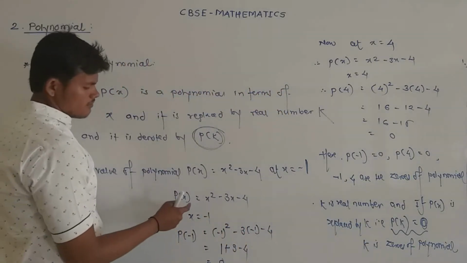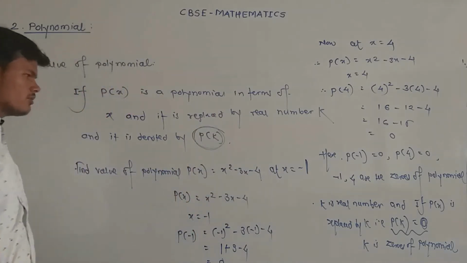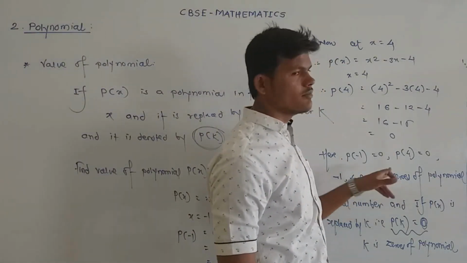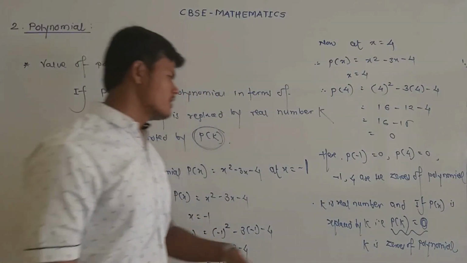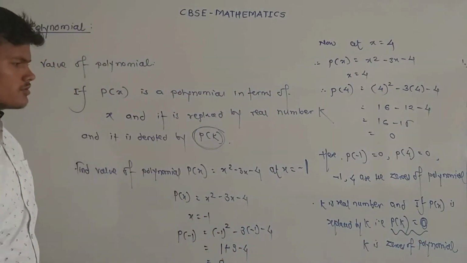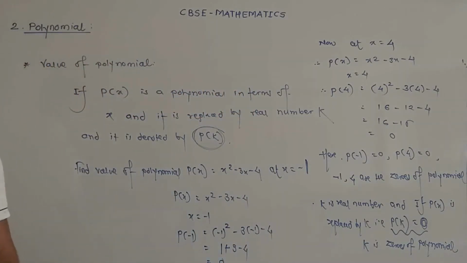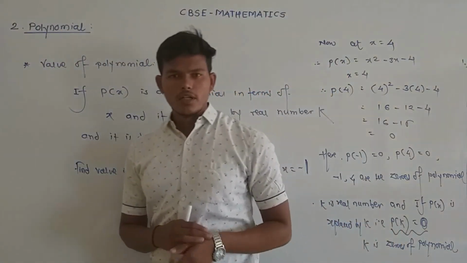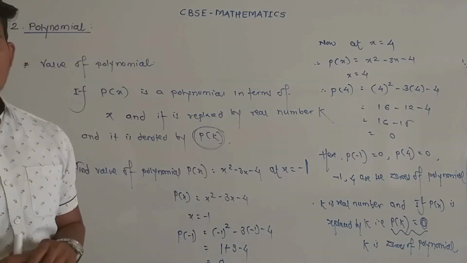So here for x equals minus 1 and x equals 4, the value of the polynomial is 0. Therefore, minus 1 and 4 are the zeros of the given polynomial. So zeros of the polynomial is nothing but, if p of x is equal to 0 when x is equal to k, then k is called a zero of the polynomial. Now, in the next point, we are going to see geometrical representations of the polynomial, that is linear polynomial, quadratic polynomial, as well as cubic polynomial.